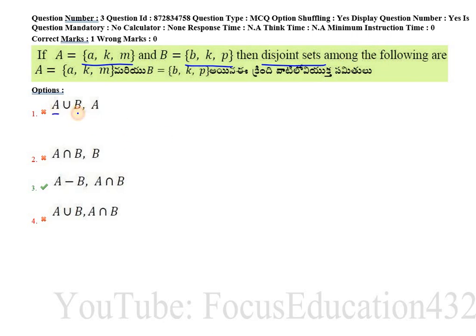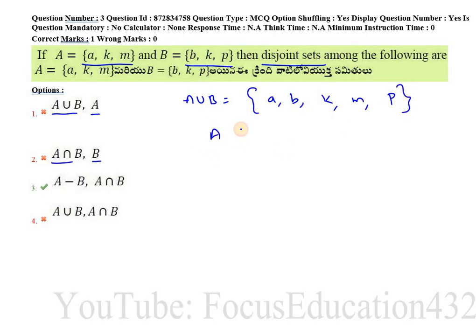So here we are having two sets. A union B will give some result. Between these two, do you get any disjoint set or not? You have to check. A intersection B, and B, any disjoint set, like this you have to find. So the disjoint sets among the following. If you say A union B, what is A union B? A, B, K, M and P.